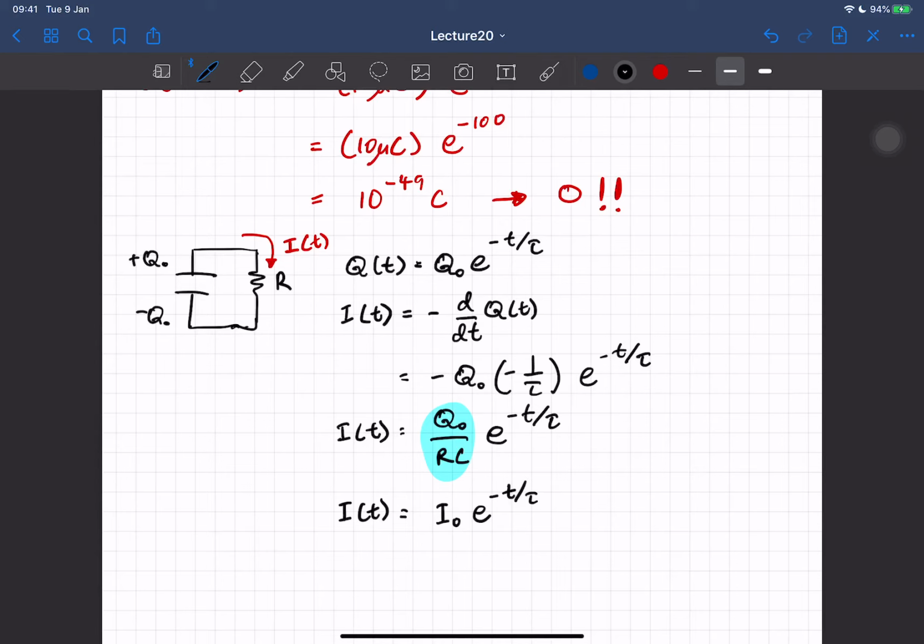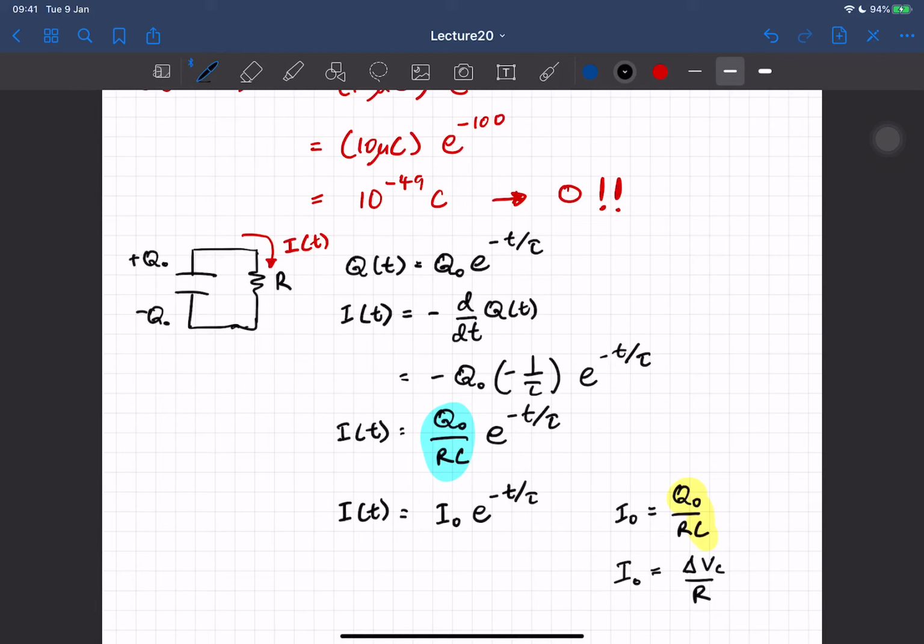Okay, but the interesting thing is I0, which is I at t equal to 0. So if you look at this, the way we define it, I at t equal to 0 is just Q0 divided by RC, right? But what is Q0 divided by C? Well, that's the voltage across the capacitor at time equal to 0. That's the initial current.